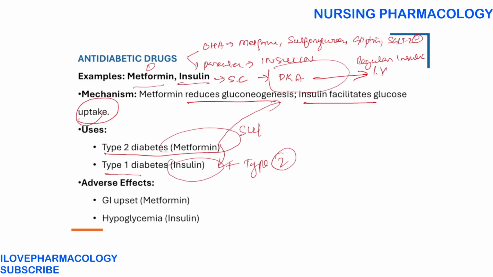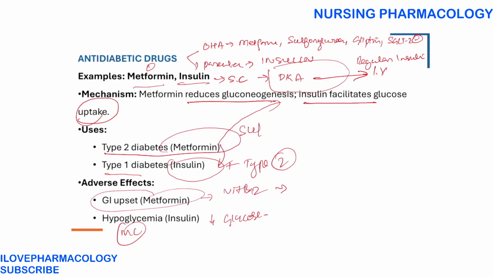There is more proneness for GI upset with the metformin. Metformin can cause vitamin B12 deficiency. Rarely it can also cause diarrhea as well. And apart from that, insulin can most commonly cause hypoglycemia, that is a decrease in the glucose levels. Is that clear?